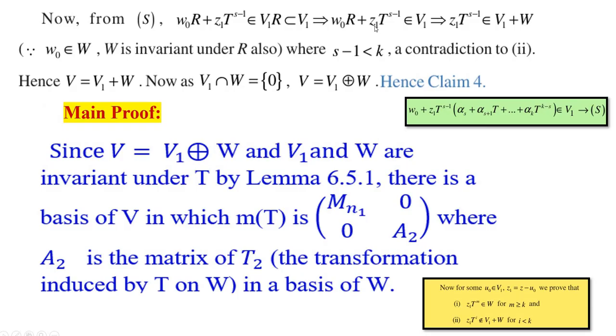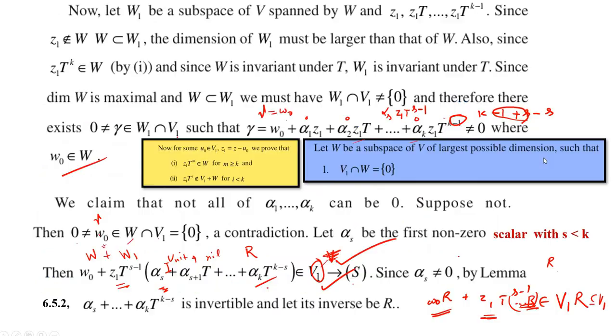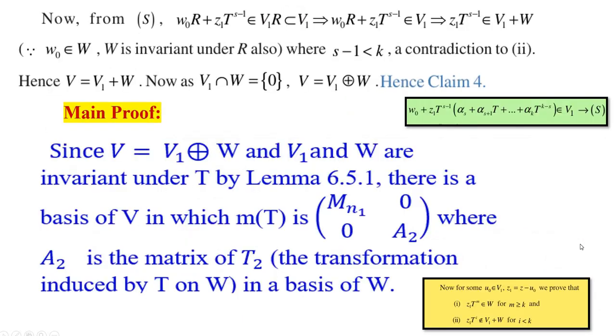So from here what we have is, this is a member of capital W. So this one must be a member of V1 plus W. Because W naught belongs to W, W invariant under R also, with S minus 1 less than K. S itself is less than K. We have said already that S is less than K, we mentioned here. So S minus 1 is still less than S, so it is less than K.